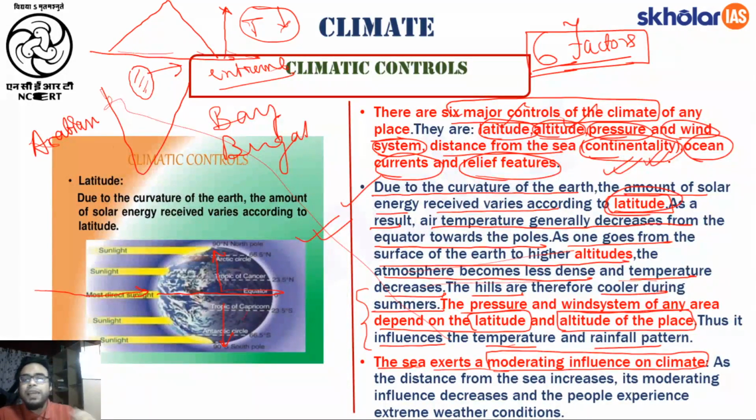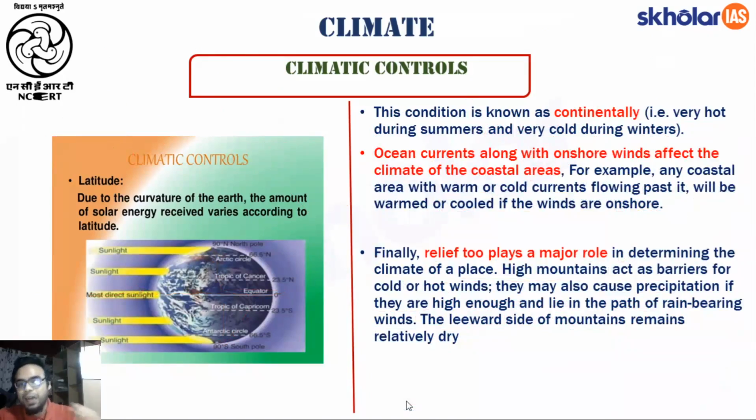So in the coastal areas we will have a moderate temperature, hence we call it the moderating effect. But in the interiors, as it is away from the oceans, we will see extreme climatic conditions, very high temperature or very low temperature. Understood? This is called the moderating influence of the oceans, right? So as the distance from the sea increases, its moderating influence will decrease and people experience extreme weather conditions, like we have already discussed, right?